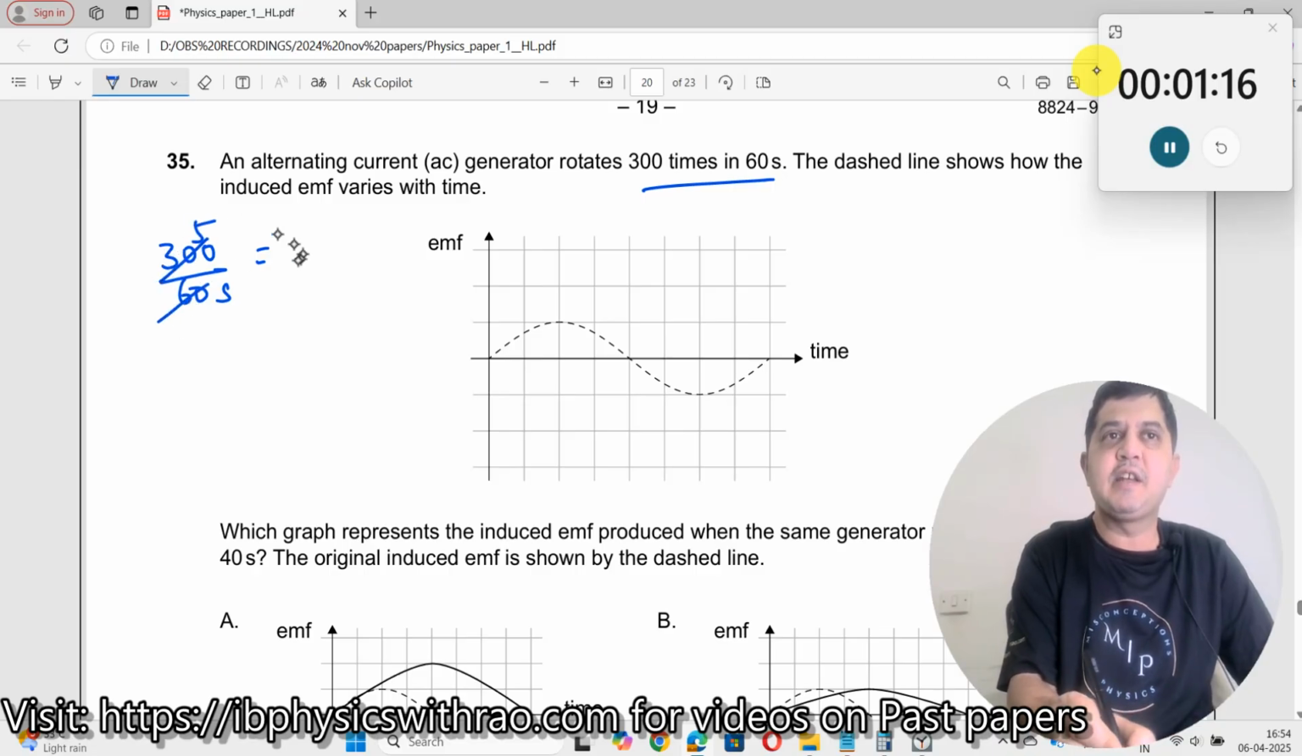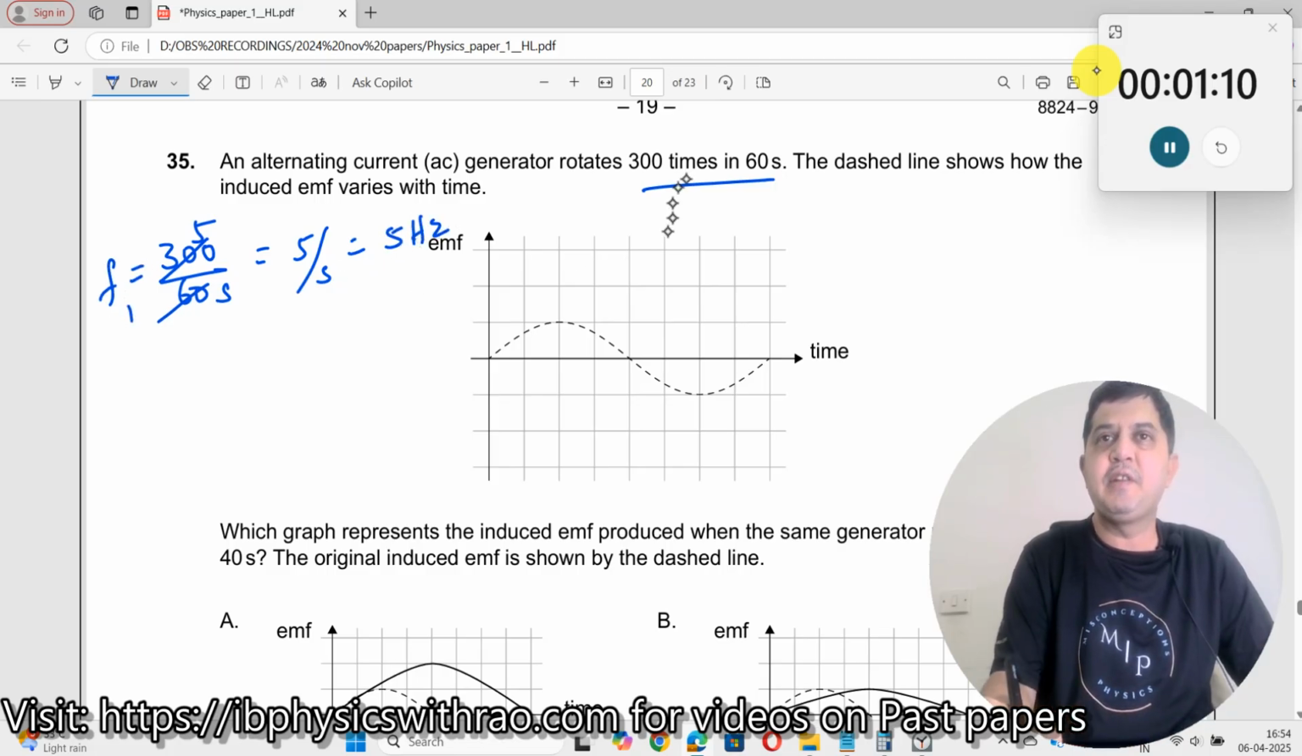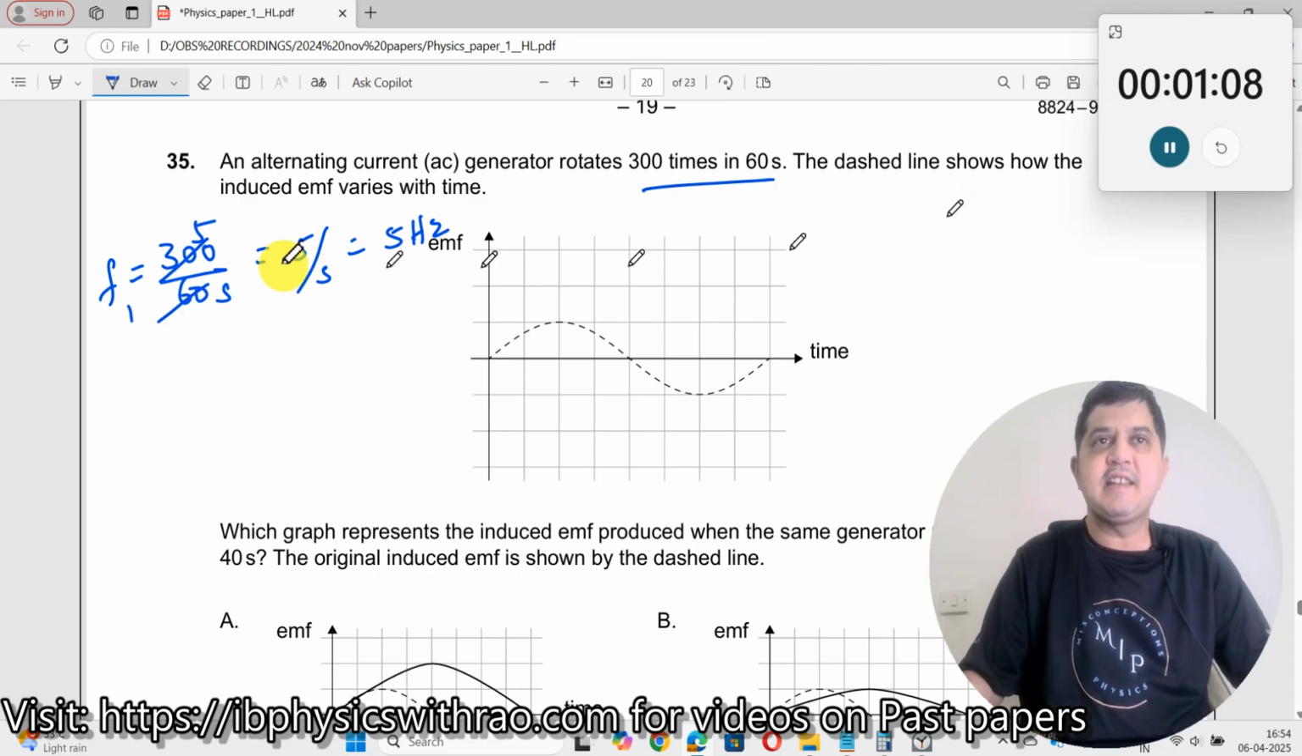300 rotations per 60 seconds should be 5 per second. What does it tell you? This is your 5 hertz, which is nothing but frequency. The frequency of rotation for the first one is known. Okay, and then the dashed line shows the induced EMF.